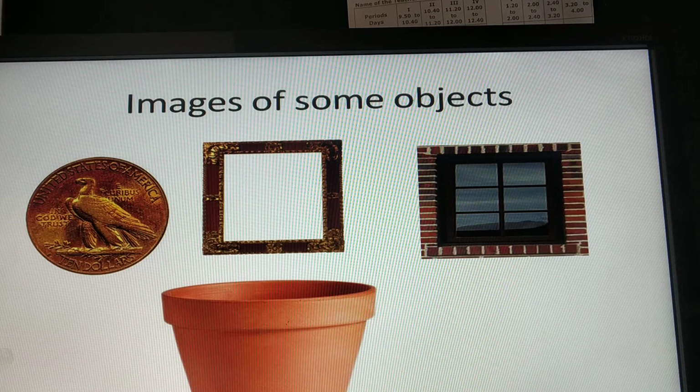Next, here I have shown you some images of objects which are in the form of shapes. First, I hope you can all identify it is a circle. Second, it is a photo frame. Third, it is a window. Then the flower pot. So shapes occur in the form of objects in our day-to-day life.